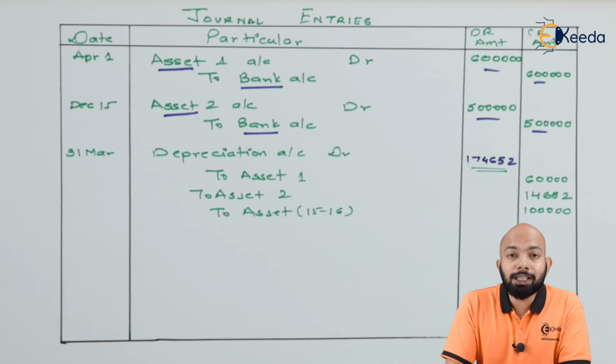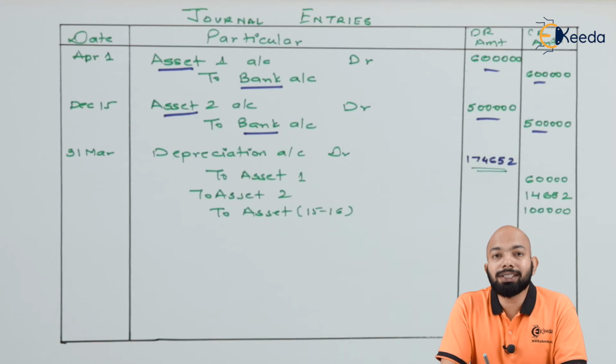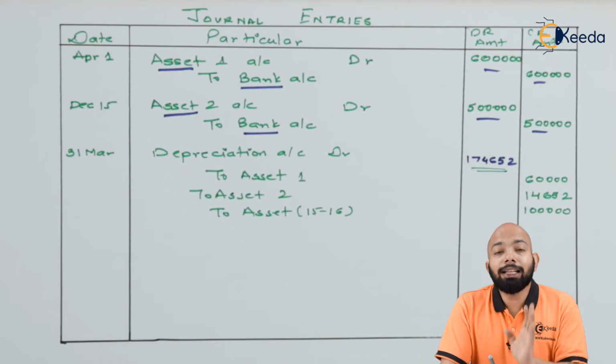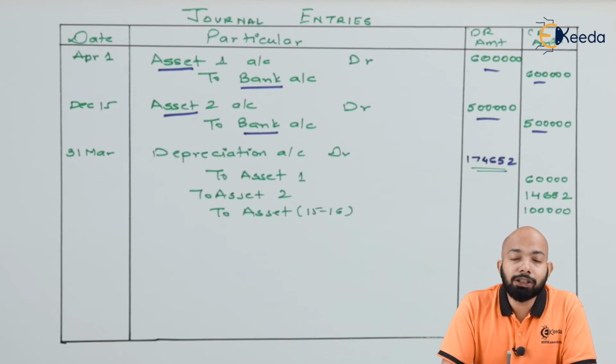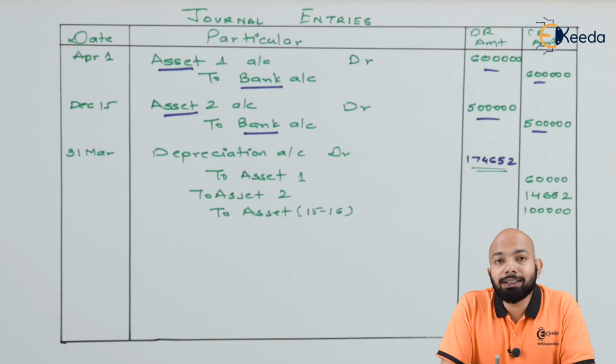So the total depreciation for the financial year 18-19 is 1,74,652 rupees, which includes depreciation for the assets that have been procured in that financial year itself, that means year 18-19, and the asset which has been purchased in the financial year 15-16 as well. So if you can see, we have mentioned depreciation against each of those assets. For asset 1, we have 60,000. For asset 2, we have 14,652, and for asset 3, we have a flat out depreciation of 1 lakh.